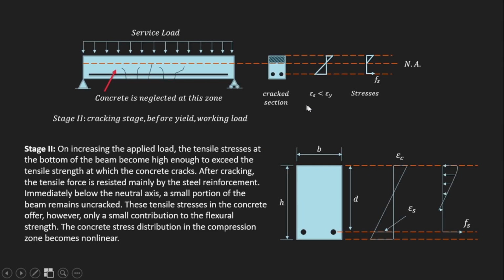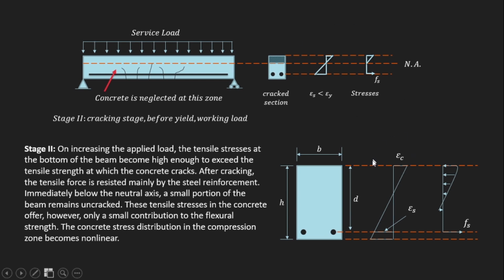So, kung i-zoom ko to guys, itong values of our strain and stress diagram, so ito yun. So, on increasing the applied load, the tensile stresses at the bottom of the beam become high enough to exceed the tensile strength at which the concrete cracks. So, syempre, pag nagkaroon na tayo ng cracks, ine-neglect na natin yung stresses in our concrete. Kaya, yung magdadala na lang yung bakal natin or the steel bars. Kaya, nineglect na dito yung stress for the concrete, and yung magdadala lang is yung Fs. Ito yung actual stress na dadalhin ng bakal.